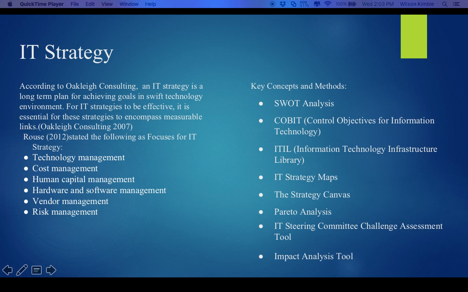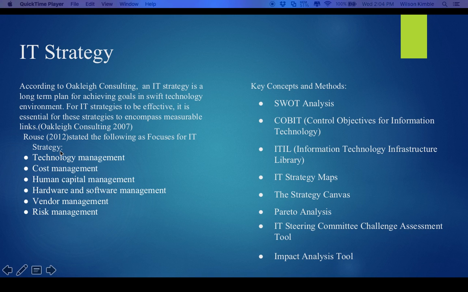My idea of IT strategy is according to Oakley Consulting Company. IT strategy is a long-term plan for achieving goals in a swift technology environment. For IT strategy to be effective, it is essential for these strategies to encompass measurable links, and that's the definition of IT strategy from Oakley Consulting. It was made back in 2007, in which I have cited it here.